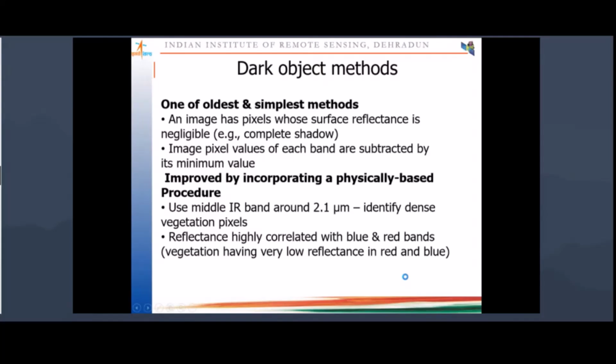And with this method also, to some extent, the effect of atmosphere is reduced. How this is reduced is because we have assumed, number one, the atmospheric effect is not additive, but it is multiplicative. So if it is multiplicative, and you divide the actual pixel value with the average of the entire image, in a way, you remove that multiplicative factor. So the assumption that we make here is it is the multiplicative effect of haze that is affecting the entire image.